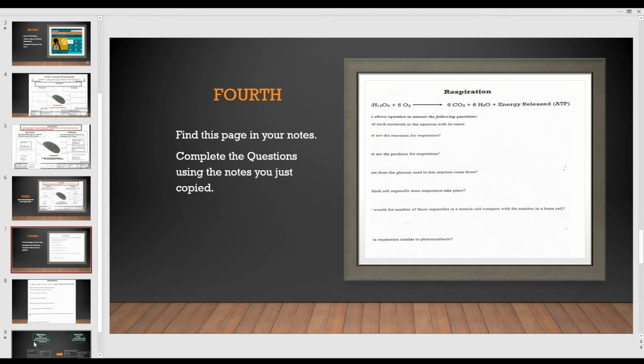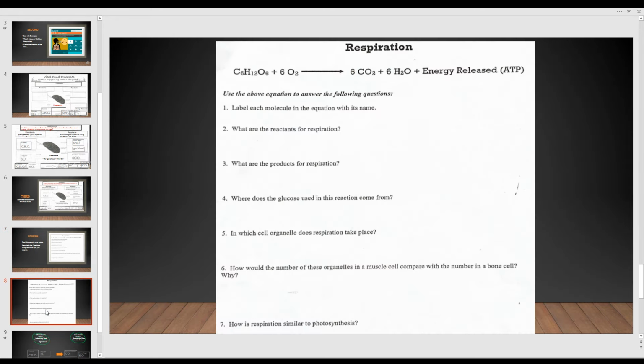Fourth, find this page in your notes. Use the notes that we just created to complete the questions. Starting with number 1, it says label each molecule in the equation with its name. So up top, you should be recognizing that C6H12O6 is glucose, and that this is oxygen, and that this is carbon dioxide, water vapor, and then this is already labeled as ATP. You should label the reactants, and for number 3, label the products. You can write it up top.